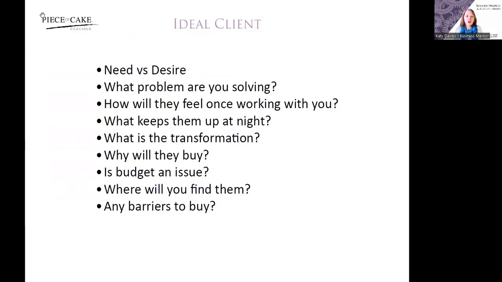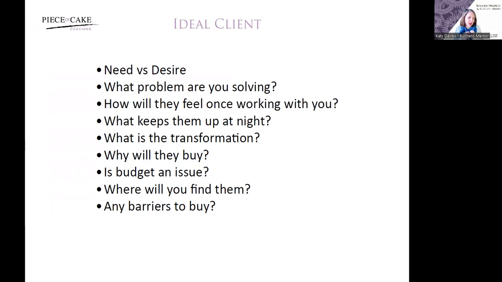So what we're going to do is just look at the ideal client maybe slightly differently. Obviously you might be familiar with the client avatar and going through all different aspects of who that ideal client is and how you get to the bottom of that. But the things that I like to consider when it comes to ideal client is just double checking with your products and your services: do they need you versus do they desire you? Because there is a difference.